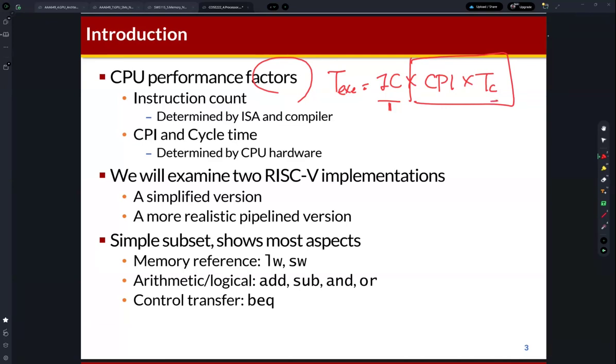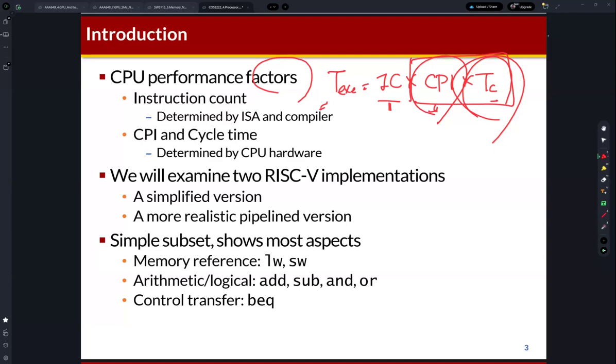So when we design a processor, the processor hardware, we need to consider the CPI, the clocks per instruction, and the clock period. You need to understand this equation, and when you learn about this hardware architecture, you need to consider these factors: CPI and TC, the clock period.